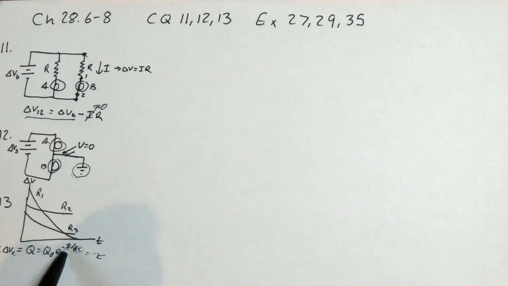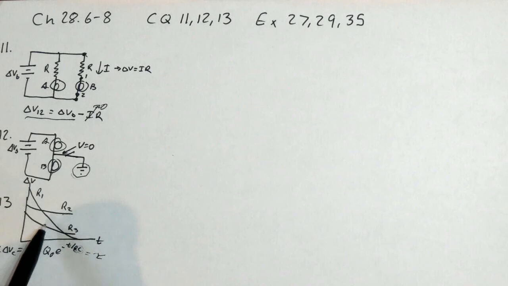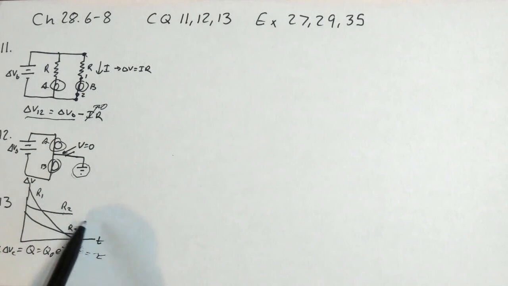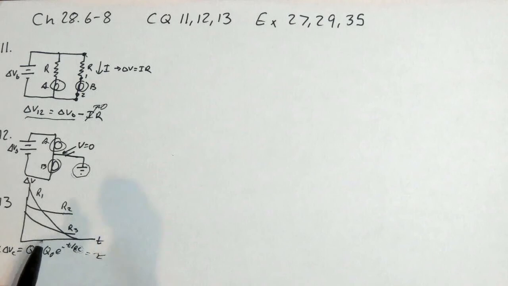Okay? That means t gets bigger than tau very quickly. But R2 is changing the slowest, which means R2 must be the biggest because it's changing only slowly. And then R3 is in the middle. So we have R2 is greater than R3, which is greater than R1.